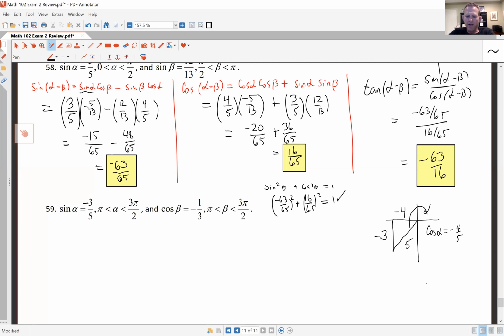Our beta is greater than pi and less than 3 pi over 2. So same quadrant. Cosine of beta is negative 1 over 3. And so then Pythagorean theorem, 3 squared equals negative 1 squared plus b squared. That's 9 minus 1 is 8. This is the square root of 8, or 2 square root 2. But we have to remember to put the negative on that one.